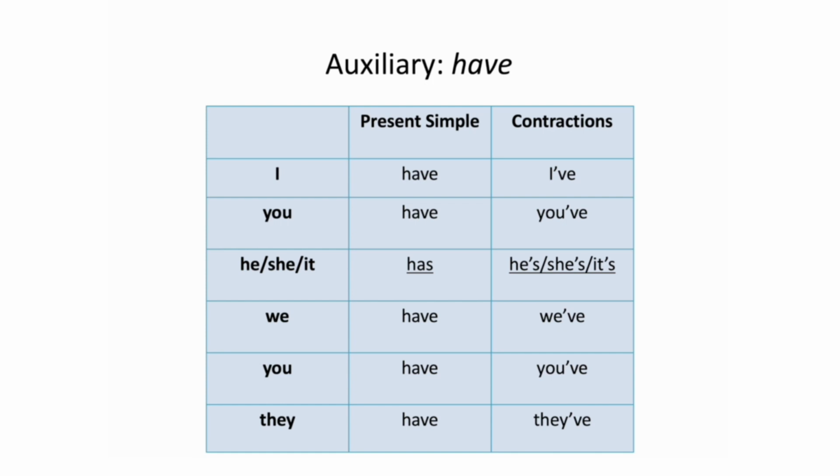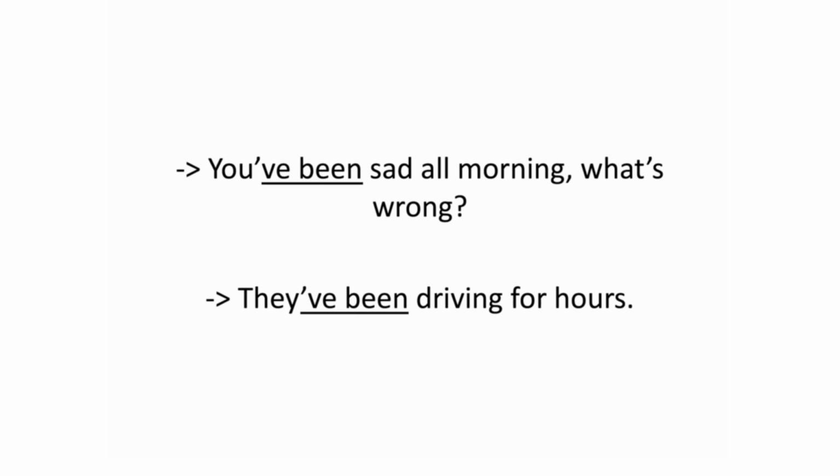I have, I've. You have, you've. He has, he's. She has, she's. It has, it's. We have, we've. You have, you've. They have, they've. For example, you've been sad all morning. What's wrong? They've been driving for hours.